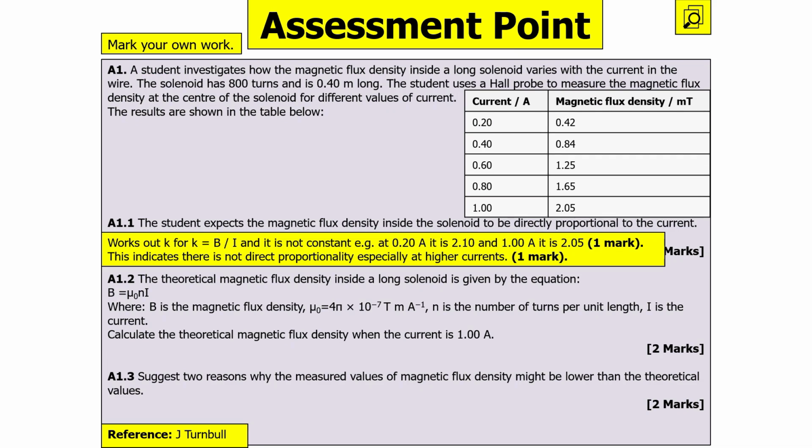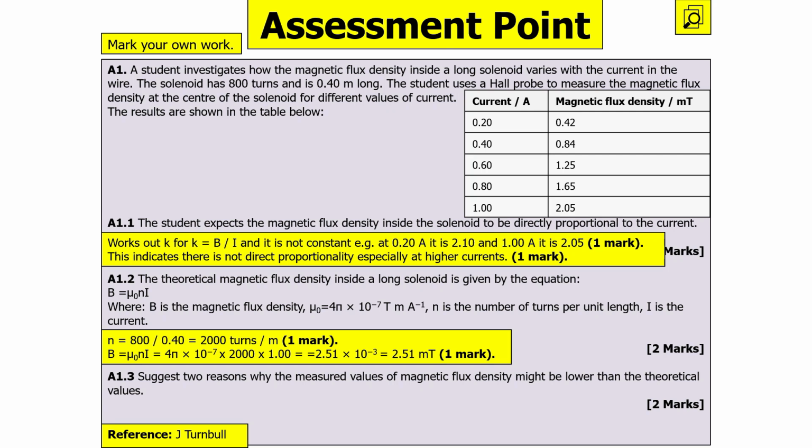Right, you would work out k, where k is equal to B over I, and you can find out it's actually not constant. So when you do the different values, you'll find that they give a different value for k. So this indicates there's not direct proportionality, especially at the higher currents.